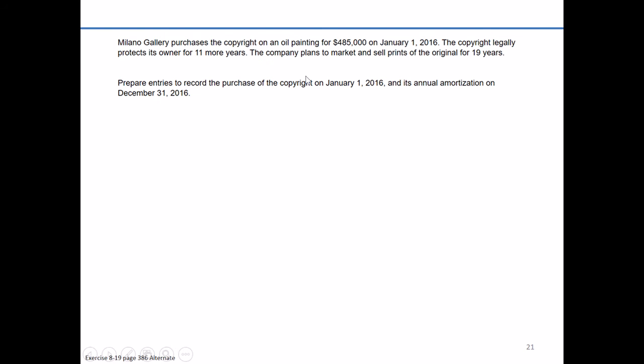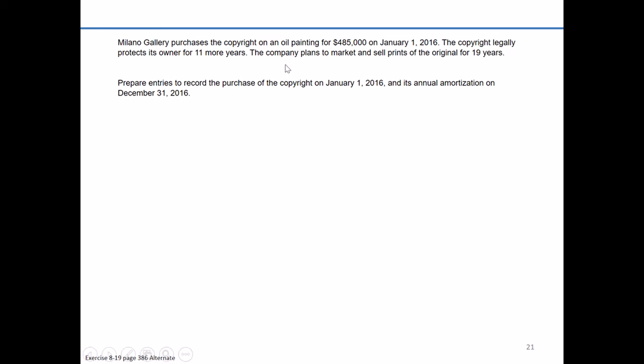In the alternate version of exercise 8-19, Milano Gallery is going to purchase a copyright on an oil painting with plans to market and sell the prints of the original. The copyright itself fits within the major classification of an intangible asset for two major reasons. One, it's non-physical. The copyright itself is not something you can see or touch. The second important reason is it provides some type of long-term benefit, privilege, right, or competitive advantage.